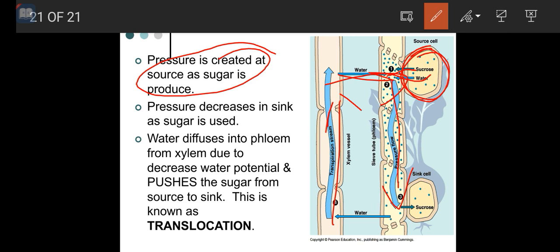Pressure decreases in the sink as sugar is used. Water diffuses into the phloem from the xylem due to decreased water potential and pushes the sugar from source to sink. This is known as translocation. What is translocation? This process is known as translocation.